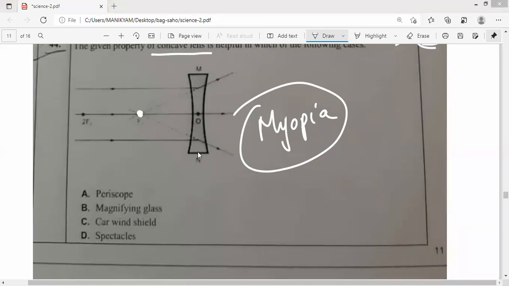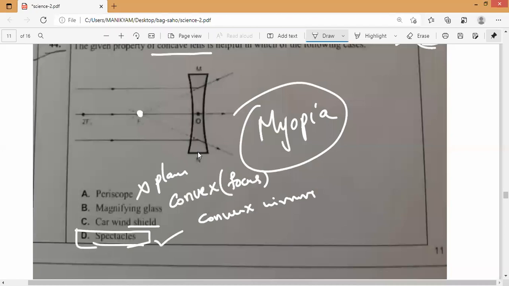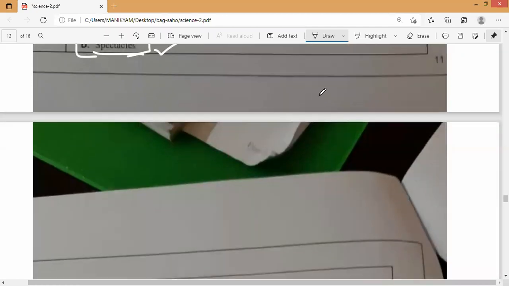So for a periscope we will use plane mirrors. Yes or no? Next, for a magnifying glass we will use what, concave or convex? Convex, sir. We have to focus the light. Next, for car window shields we will use what? Convex mirrors. Understand? Next, what is this? Spectacles only will use this. Concave. Be careful, because it is correcting the myopic eye. We will use that one.